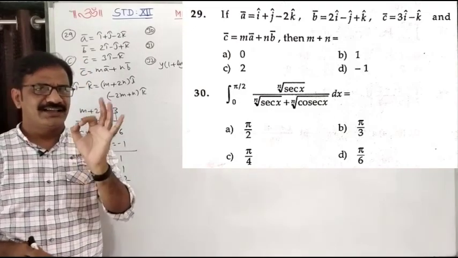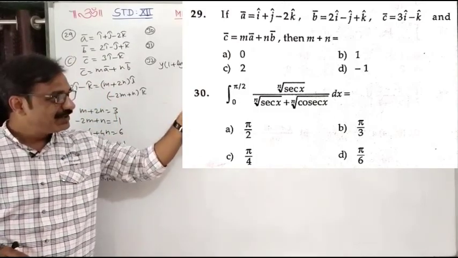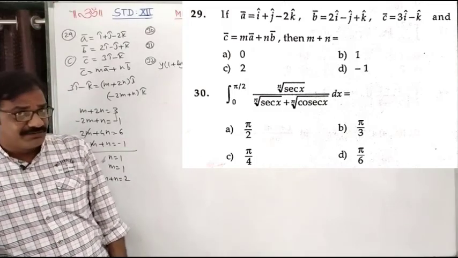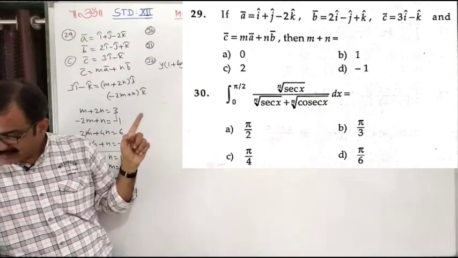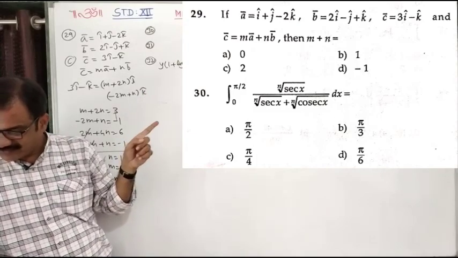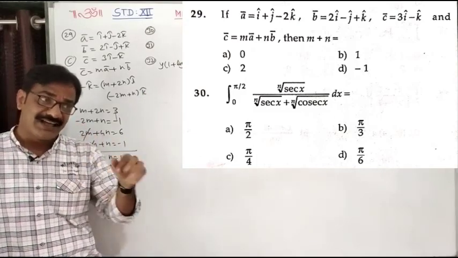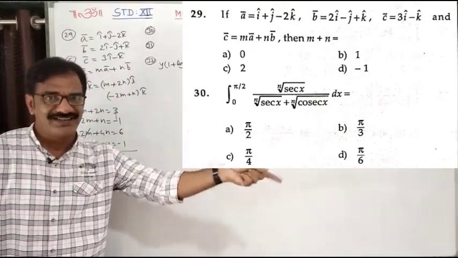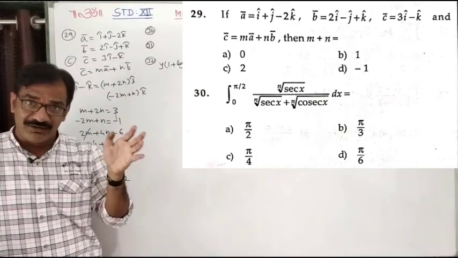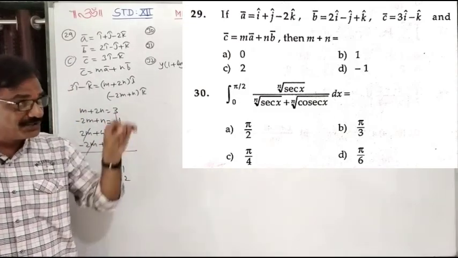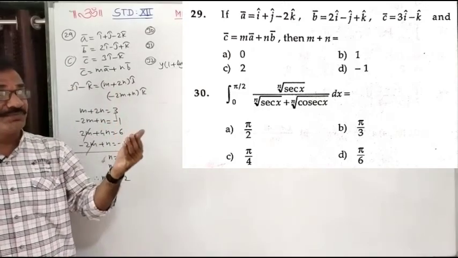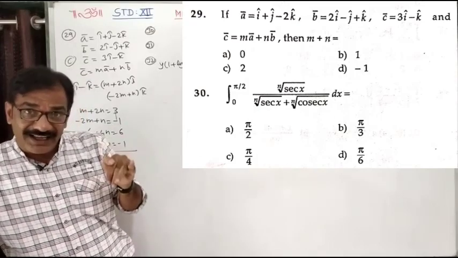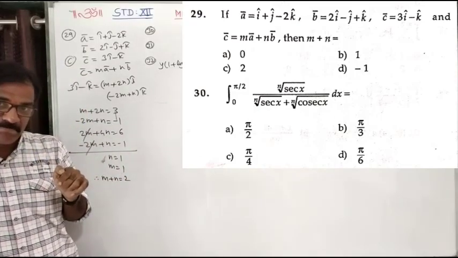30 and 31, these are the direct problems. Look at the problem number 30. It is integration from 0 to pi by 2, nth root of sec x upon nth root of sec x plus nth root of cosec x. Actually sec of pi by 2 minus x is cosec x, and cosec of pi by 2 minus x is sec x. For your regular board method, you apply like this. Consider it as I, then by the property integral 0 to a, f of x equal to f of a minus x. By adding that, you will get twice I.